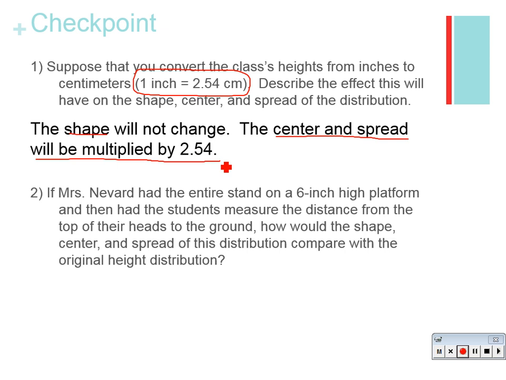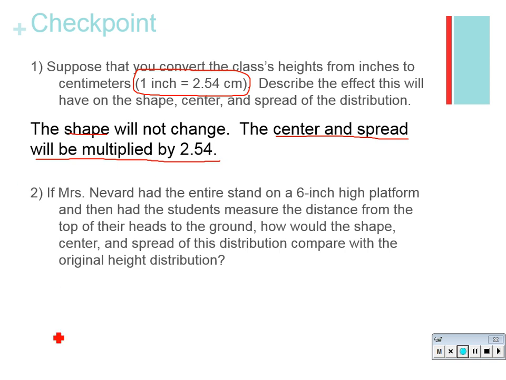And then question number 2 says, if Mrs. Navard had the entire class stand on a 6-inch high platform and then had the students measure the distance from the top of their heads to the ground, how would the shape, center, and spread of this distribution compare with the original height distribution? So keep in mind that if she has them all stand on a 6-inch high platform, it's going to make them all 6 inches taller, in terms of their height from the top of their heads to the ground. So what I'm basically doing here is adding 6 inches to each one of their heights.